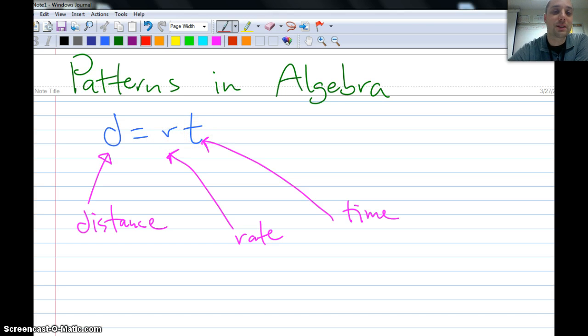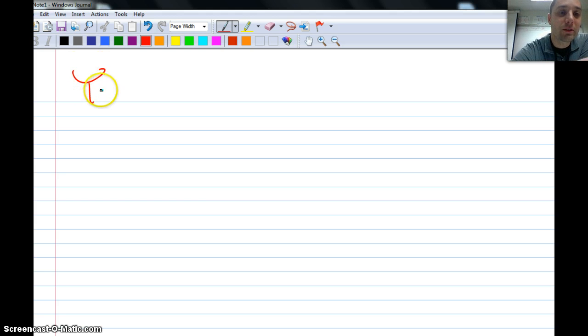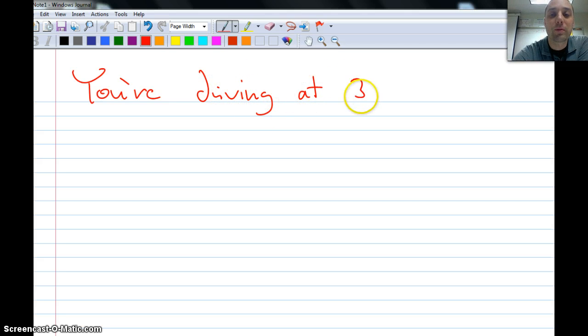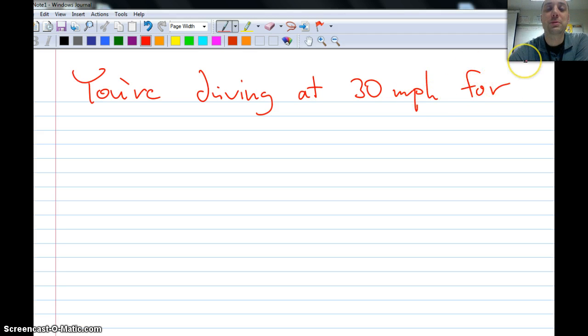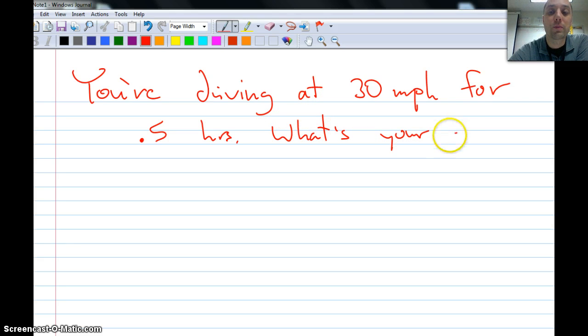So let's say that you're driving at 30 miles per hour. And you drive at 30 miles per hour for a total of 0.5 hours, or 30 minutes. What's your distance? This is an example of a problem we did exactly in chapter 9. You had problems like this on the test you took right there before spring break as well.